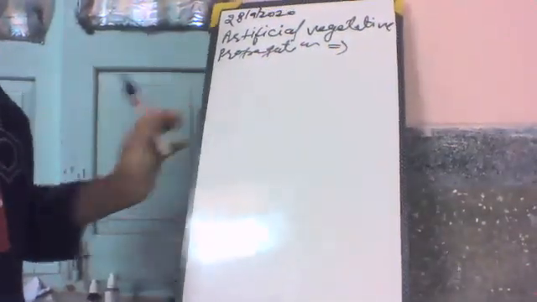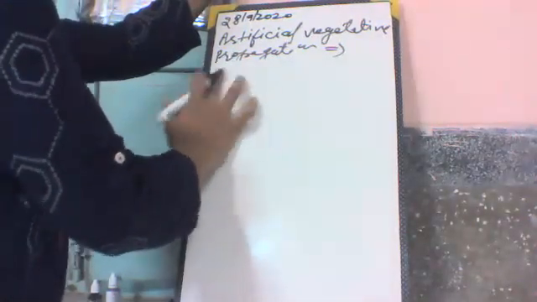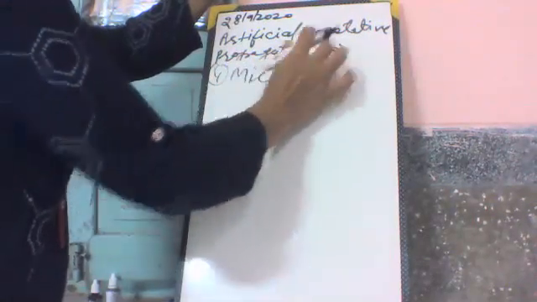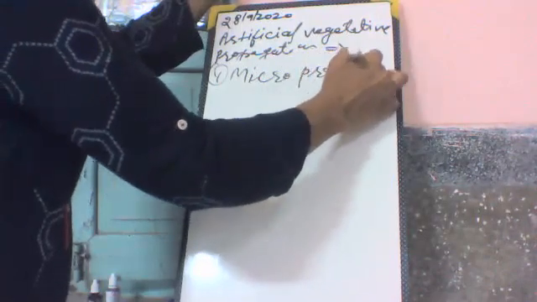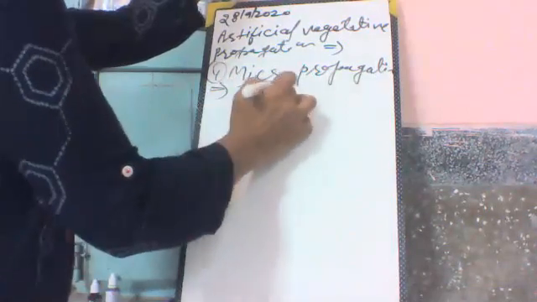And the fourth method of artificial vegetative propagation is micropropagation. Micropropagation is the propagation of plants by tissue culture technique.